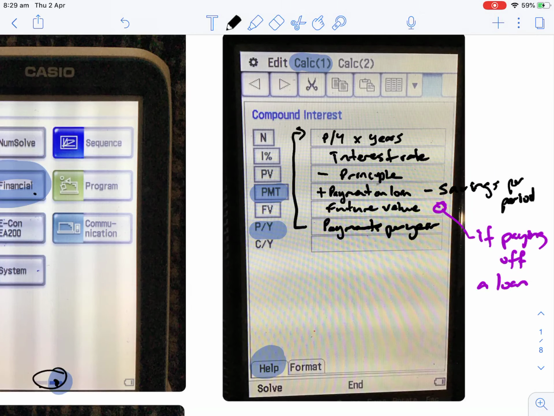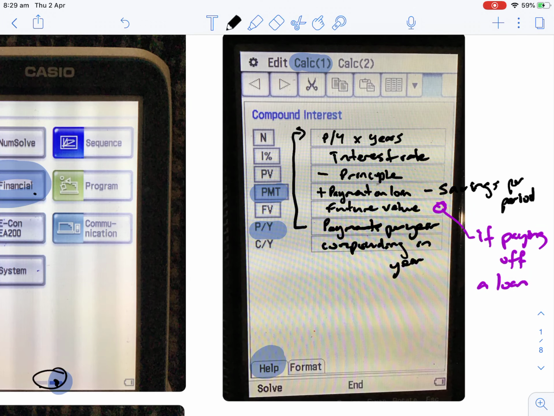So CY is basically your N on your old formulas, and it's how many times I'm compounding per year. So write that in there, compounding per year. So if I said that I had a set interest rate compounding monthly, then my CY would be 12. If I said I was compounding fortnightly, then my CY would be 26 and so on.